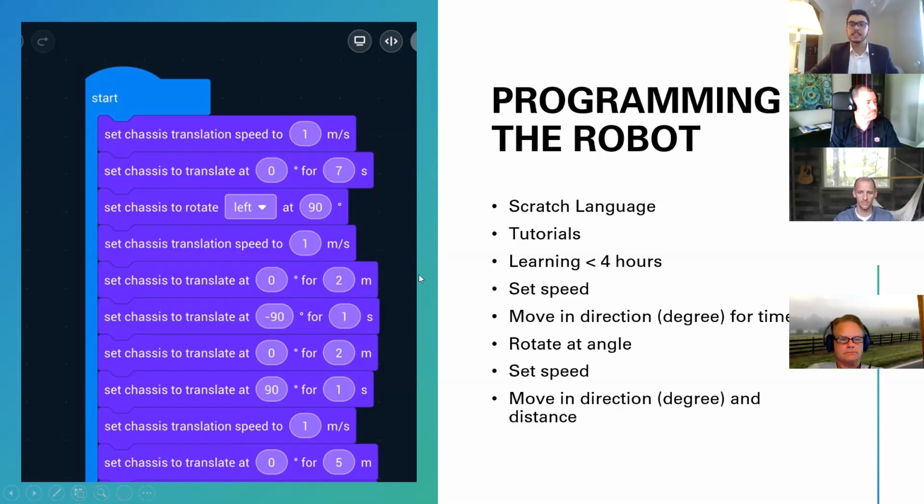And once that's done, this is how you keep repeating these 2 to 3 things. Another one that I used was this. In this translation or movement, I did it for 0 degrees for 7 seconds. Another thing you could use was, instead of time and speed, you could set direction and distance, if you want to go for 2 meters, 3 meters, 10 meters in a certain direction.